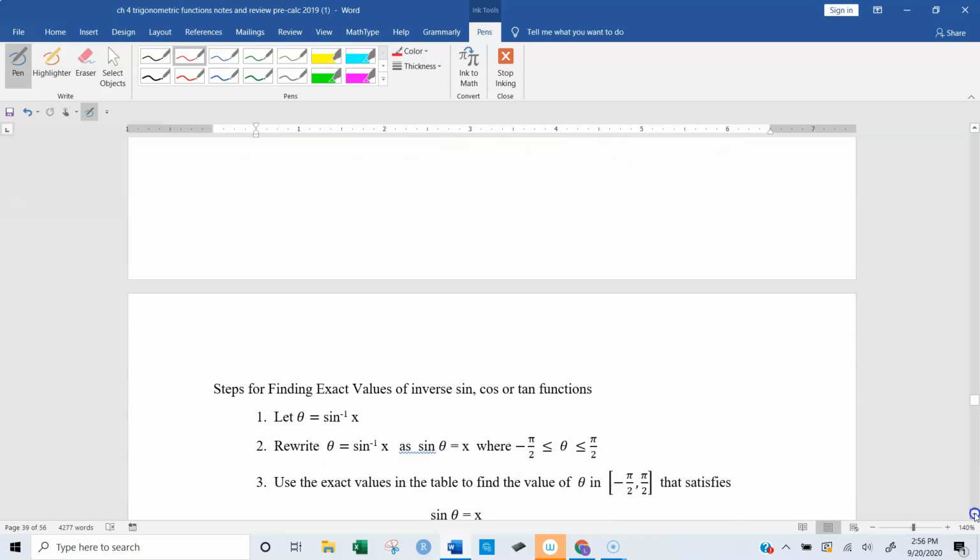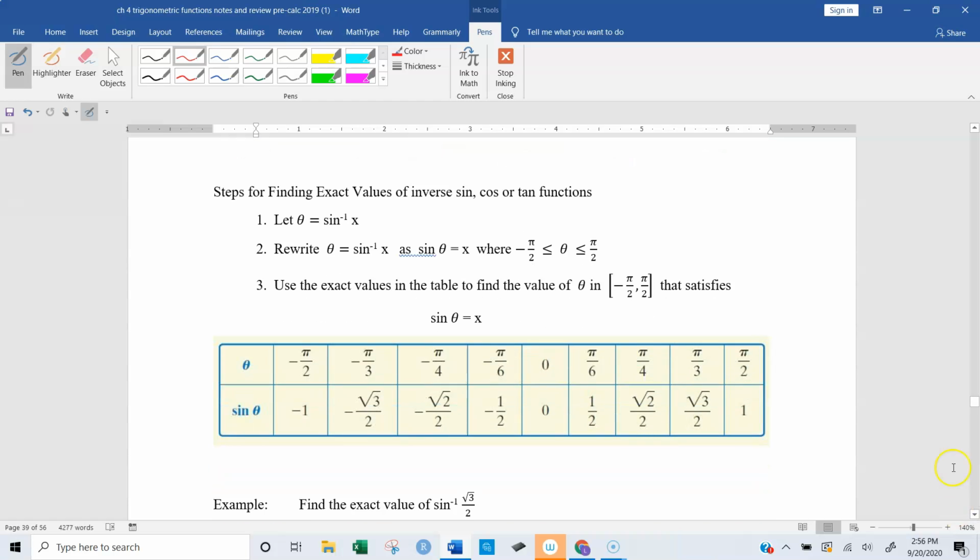Okay, here we go. Now, to find exact values of inverse functions, you're back to your unit circle. So we know we're going to rewrite theta equals sine -1 of x as sine theta equals x. All right, so we're rewriting this. The theta is going to go here, the sine goes here. Kind of like logs, actually. -pi/2 and pi/2, remember that gives me all the values. I don't need any more than that. And I need to find the exact values in tables to find the value of theta.